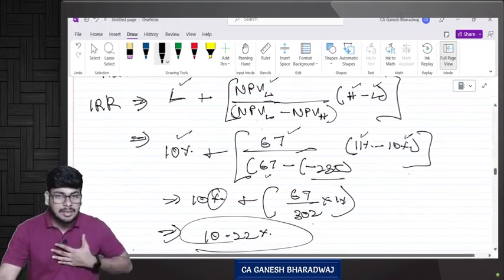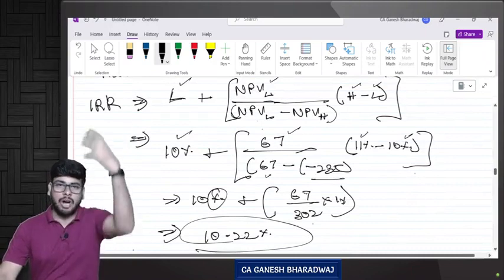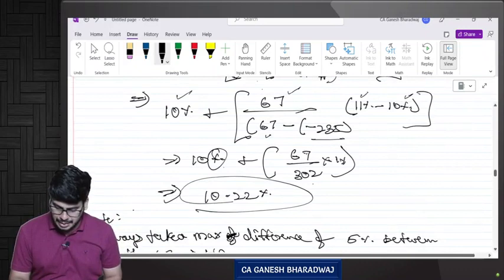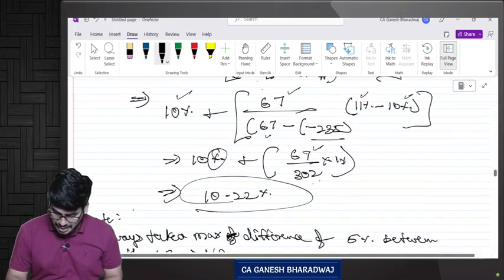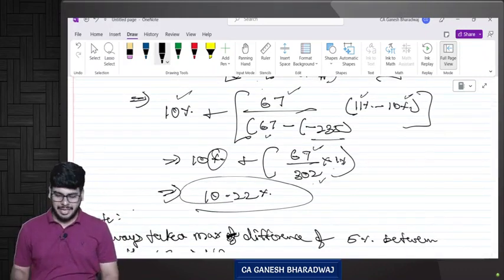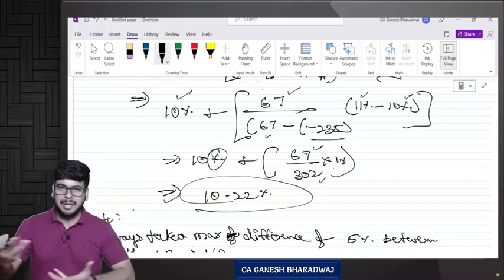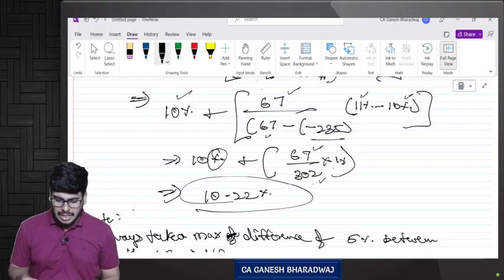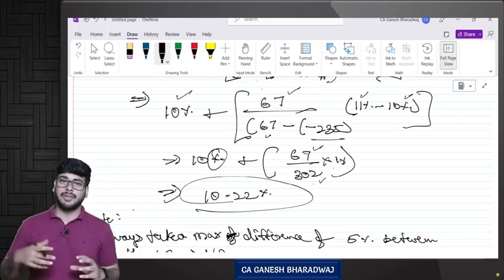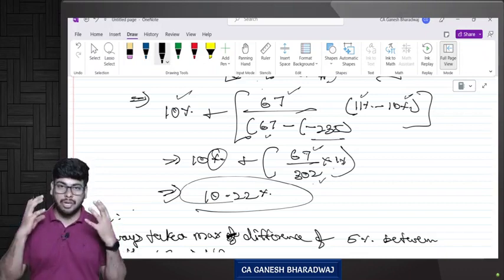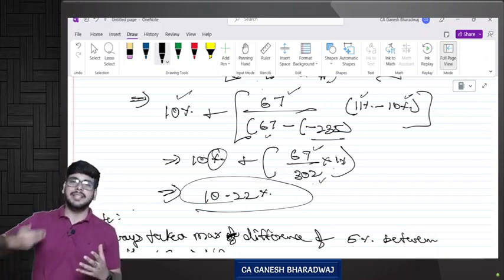This is nothing but whatever we did using common sense. Logically, we did the same thing. This is nothing but 10 percentage plus 67 by 302 into 1 percentage. There we did 67 into 1 by 302. It's all multiplication and division. It can be rewritten in any format. Correct or not? This is exactly what they have done. So don't think the formula method will give a different answer. No. Whatever we did using the logical method, they have presented as a formula.